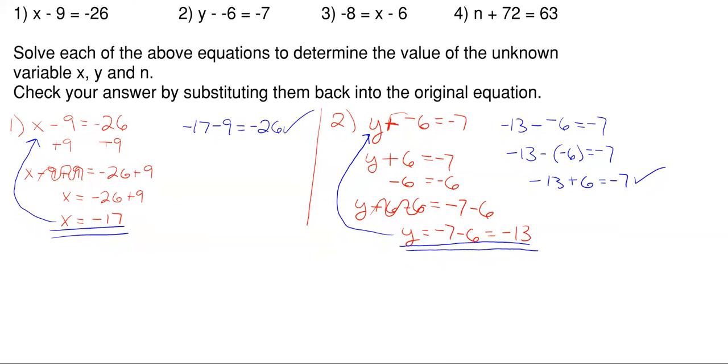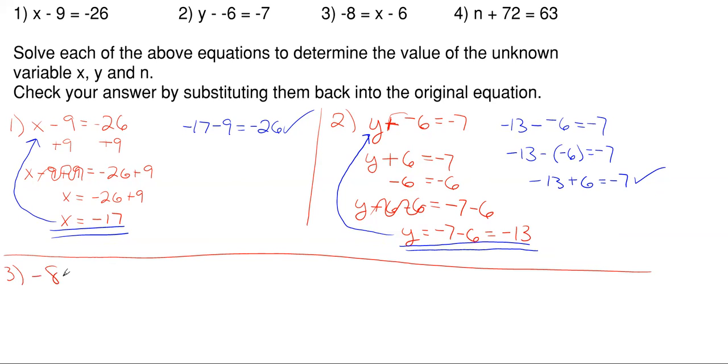Okay, moving on to the third equation here. This one we have minus 8 equals x minus 6. This time the variable's on the right side of the equation, and this is just going to show you that it does not matter if the unknown variable is on the left side or the right side. You treat the problem with exactly the same procedure. Just like with the previous two, we want our variable isolated. Well, I have minus 6, so I want to get rid of it on this right side, and in order to do that, I have to add 6 to each side.